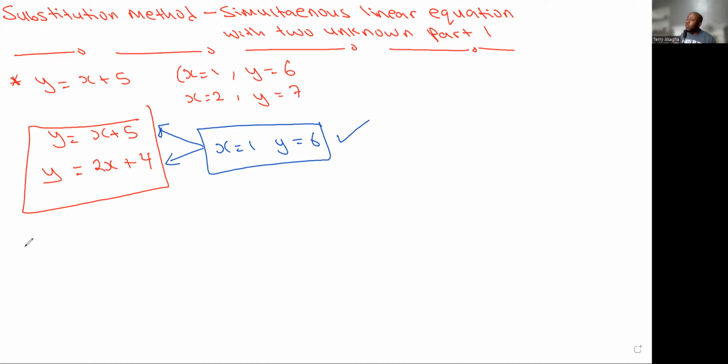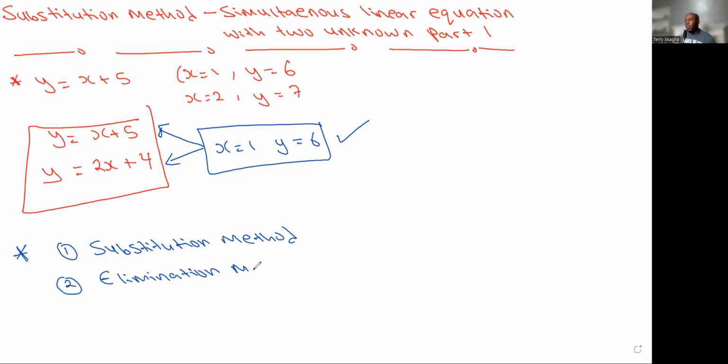Like I told you in the previous video, there are two ways of solving this. We have the substitution method, which we're going to talk about in this video, and we also have the elimination method. I'm going to solve some questions using the substitution method throughout the time we have for this video.